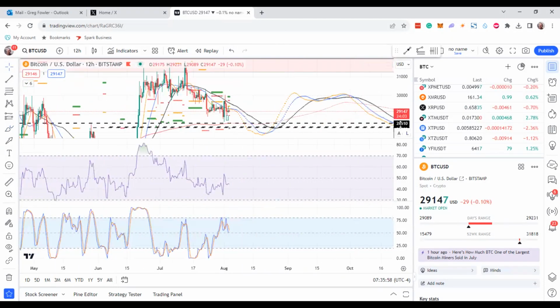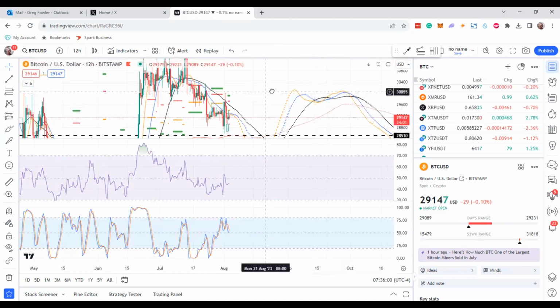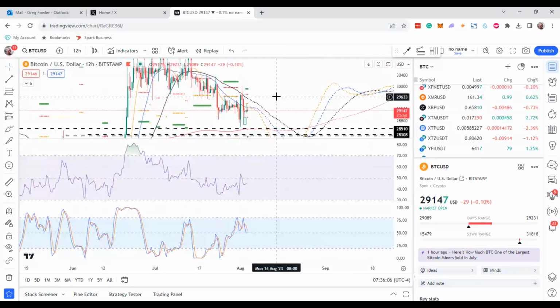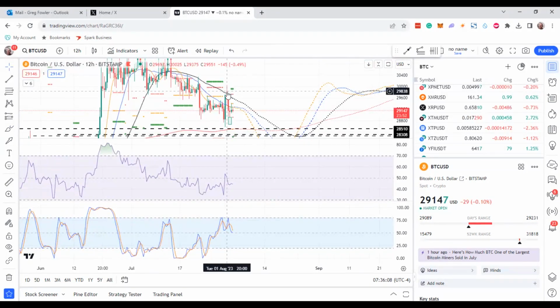So I'll show you an example right here. Okay. Now, remember, I made a video right in this area. I went to go get coffee. It had already dumped. Now, I wanted to put in a short right here, but I went to go get coffee at Starbucks and it already dumped. I came back and it was already down here.